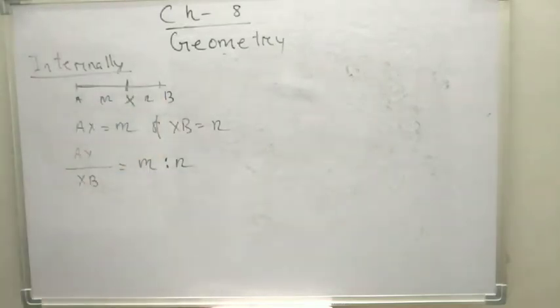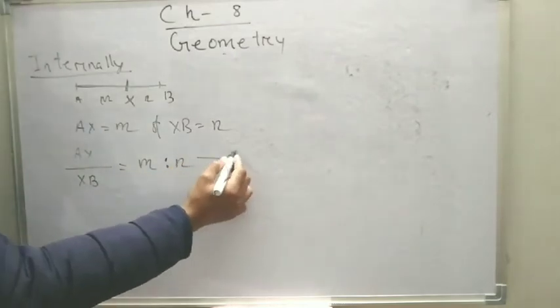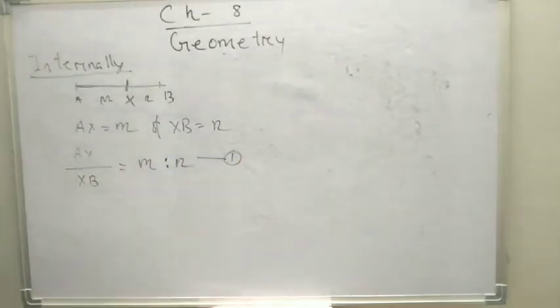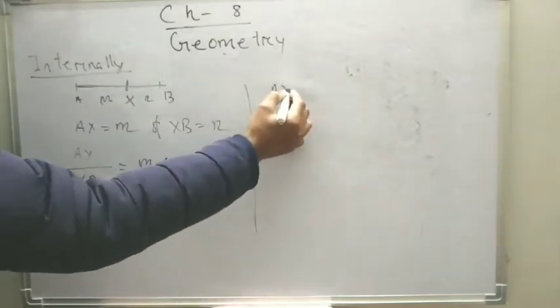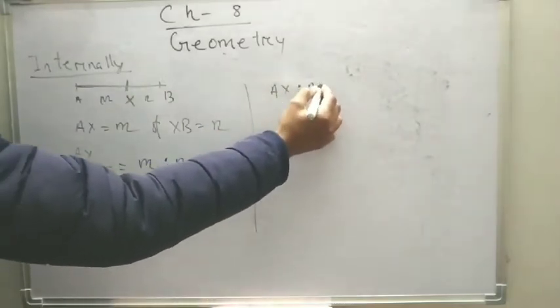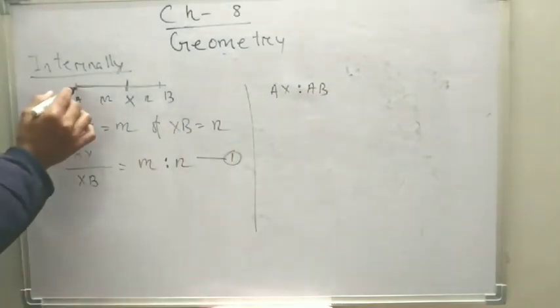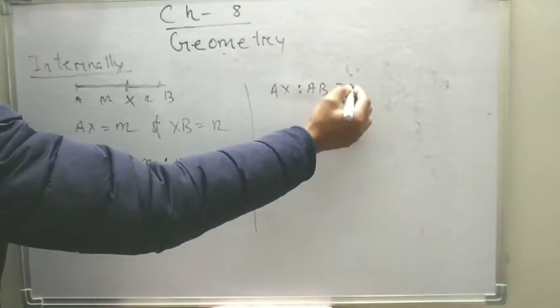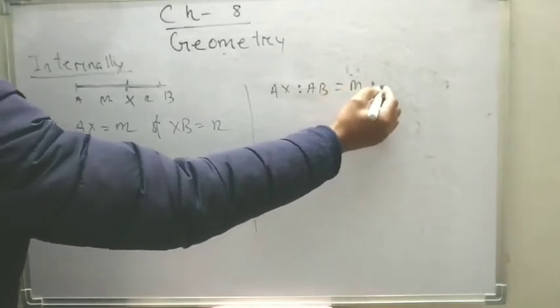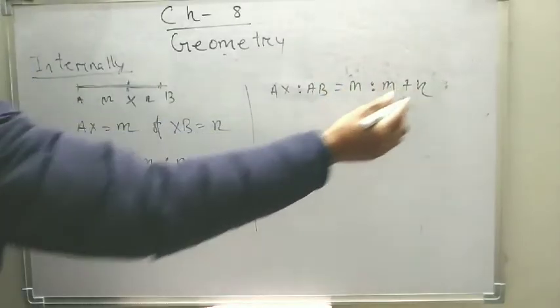Is it not? Yes. Now if this is possible, then we can say that AX is to AB. What is AB here? AB means m plus n. So we can write it like this: m is to m plus n.